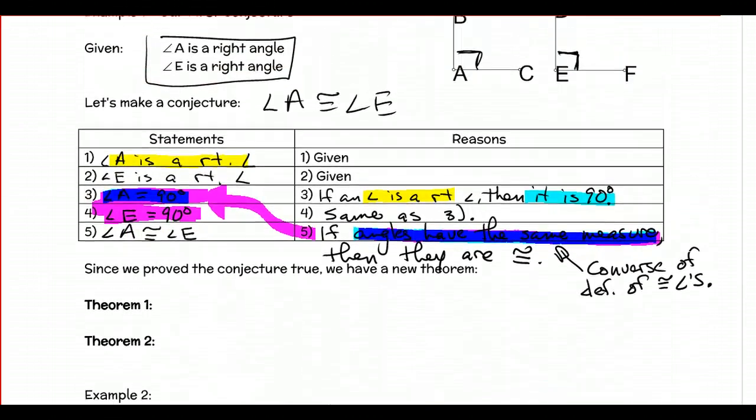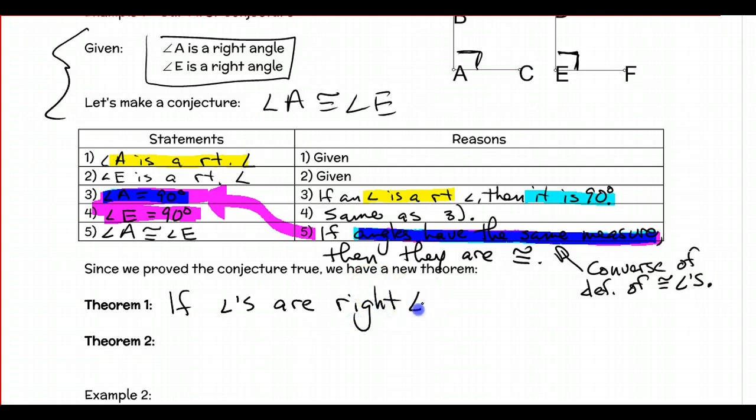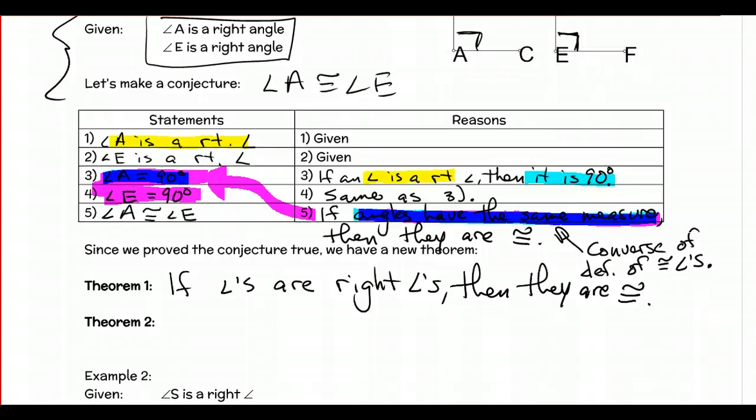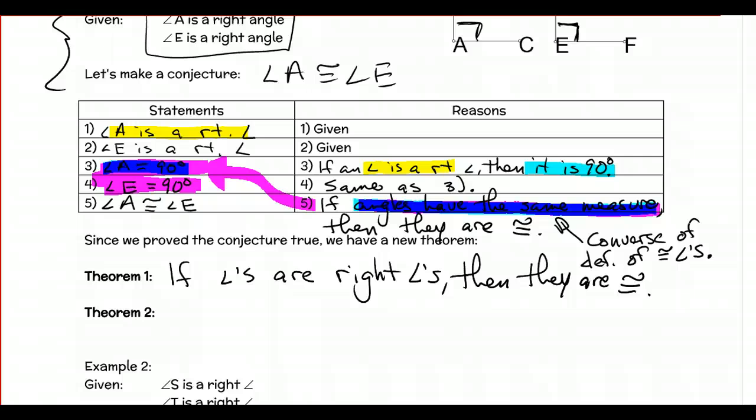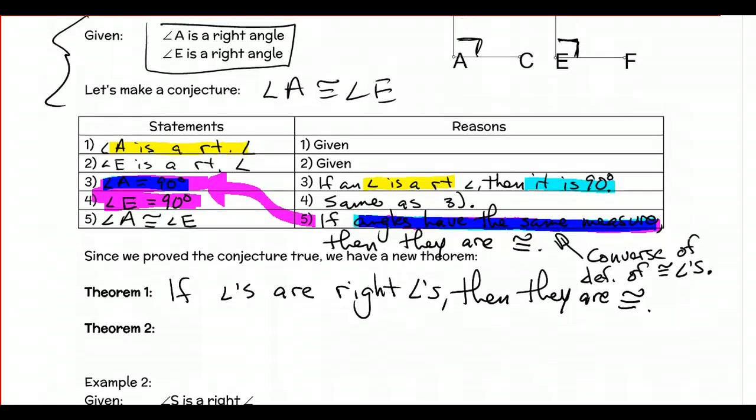So we're going to state what we had here in general terms. It would be: if angles are right angles, then they are congruent. Okay? So congratulations, you have your first theorem of the school year. We'll use this one quite a bit. Again, we went through the whole process of proving this one was true, but we won't always.